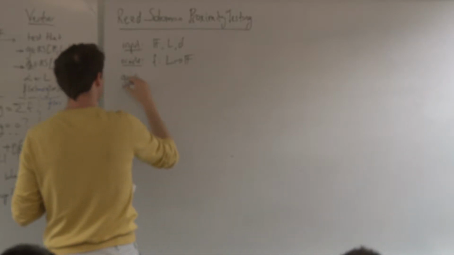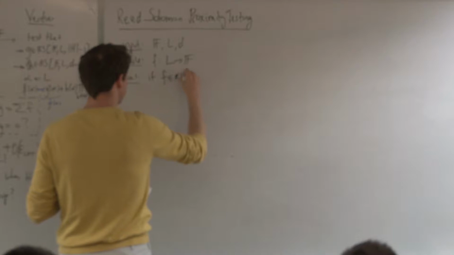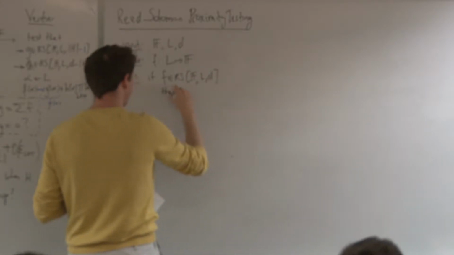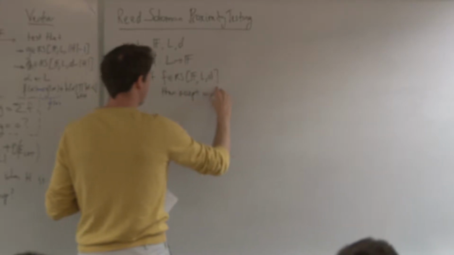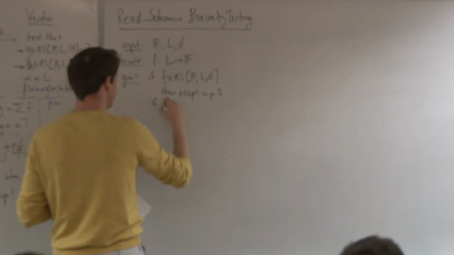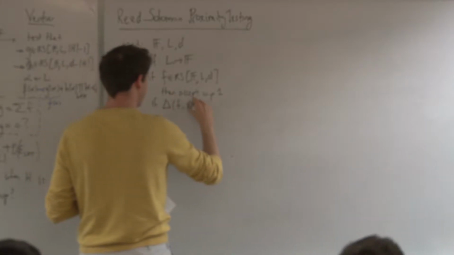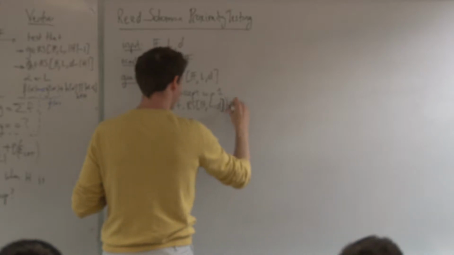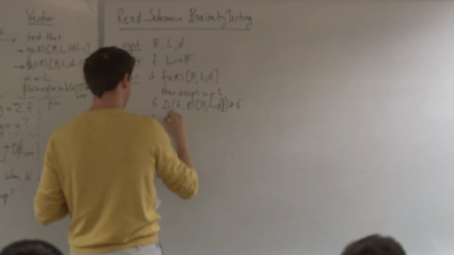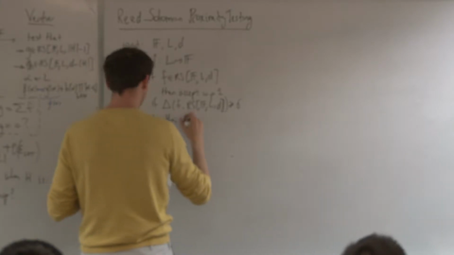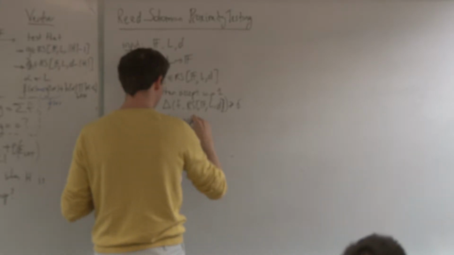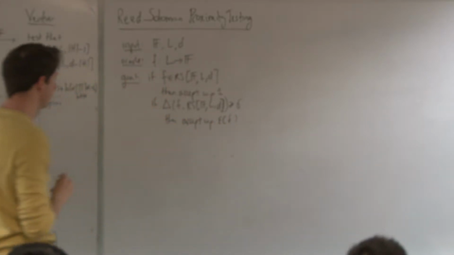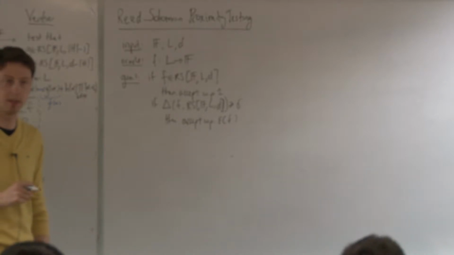And the goal is that if f is inside the Reed-Solomon code of degree D, then I want to accept with probability 1. And if instead the distance between f and the Reed-Solomon code is, say, at least delta, then I want to accept with probability at most, say, some epsilon as a function of delta. Okay? So I have this problem.